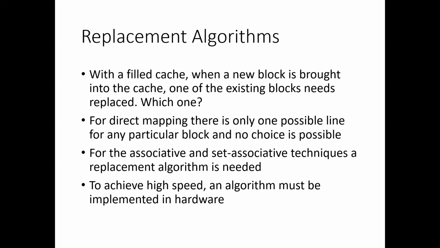The other thing is, once you have a filled cache, when you need to bring in a new block to the cache, which one of the existing blocks should you replace? For direct mapping, you only have one possible choice because you're doing the modulus, and so there's no choice possible. It makes it easy to come up with the replacement algorithms. But for associative and set associative techniques, you need a replacement algorithm. And to achieve high speed, you need to implement that in hardware. You can get lower speeds, obviously, with software, but you need to implement it in hardware really to get the higher speeds. So what are these replacement algorithms?